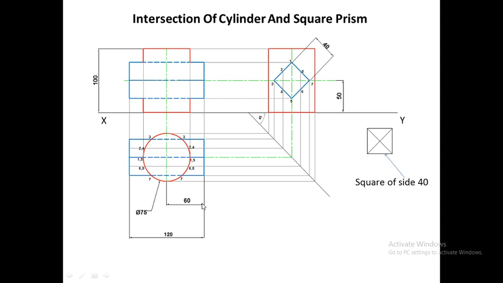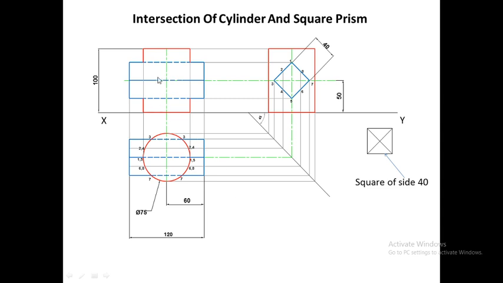So we have finally marked all the points of intersection from 1 to 8 in the top view. Now we have to draw the curves of intersection in the front view. So in order to draw the curves of intersection in the front view, we have to project all the points of intersection in the front view also.